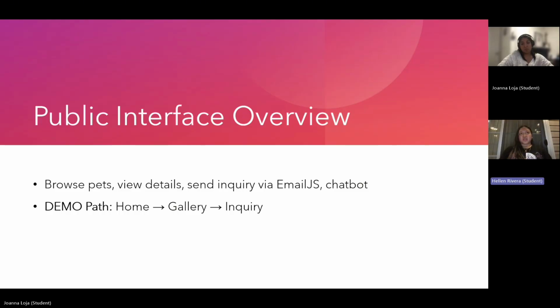So when we go to the homepage that we will show in a bit, we navigate to the homepage and then we go to Pets Gallery, which shows us the card info for the pets, like name, breed, age, and description. And then on the bottom, you'll see it says send inquiry.